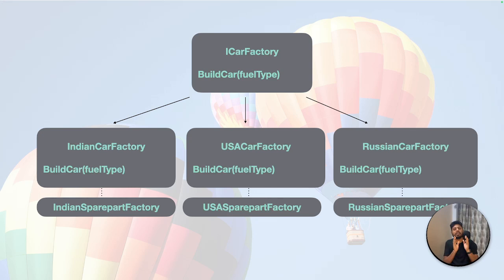In India, we would create different spare part factories as well. So I have created an Indian spare part factory, a USA spare part factory, and a Russian spare part factory. And these factories are actually the abstract factories, right? Now let's go to the code and start understanding how these factories are implemented, and then how these spare part factories or the actual regional factories are implemented.